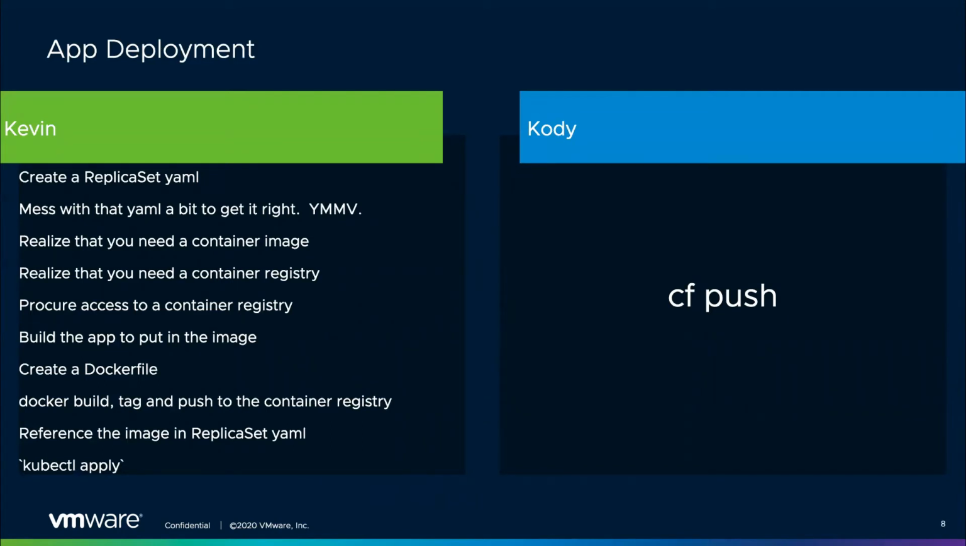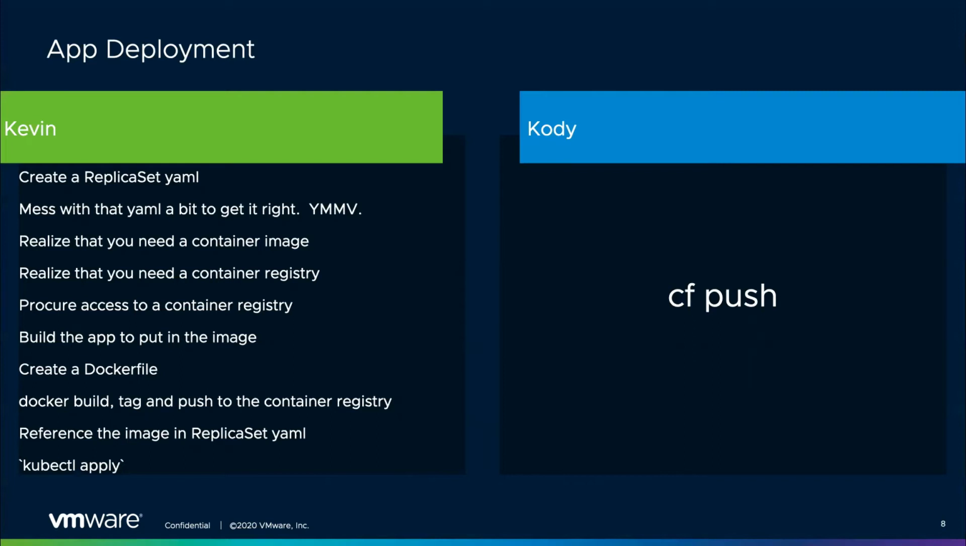Back to our comparison. We have a couple of developers, Kubernetes Kevin and Cloud Foundry Cody, with K of course, and they've been hard at work on an MVP of their application, and they're ready to deploy it. Let's take a look at their experiences. Kevin, who's using Kubernetes directly, needs to create himself a deployment. He chooses a replica set, so he creates replica set YAML. He messes with this YAML a bit to get it right. Your mileage may vary here, depending on how familiar you are with the Kubernetes API.